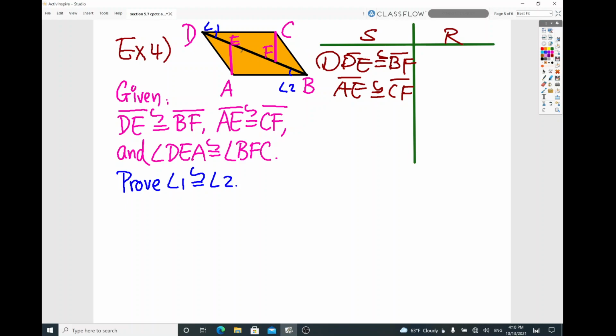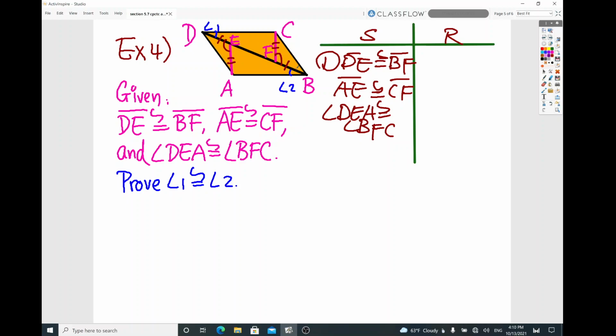And also at the same time, you want to label this one. So DE, which is this one, is congruent to segment BF. And then AE is congruent to segment CF. Another thing that we know is that angle DEA is congruent to angle BFC. So DEA and then BFC.